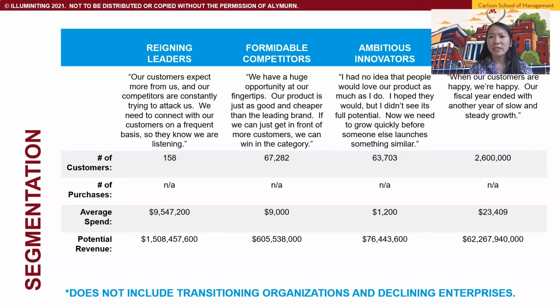So instead of going after a very small size of prize with lots of customers, they're going to focus on the reigning leaders first, and then focus on the continuous delighters because the opportunity is so big, then go after the formidable competitors, and finally, the ambitious innovators last. Now, those are all part of the target market. This does not include the transitioning organizations and declining enterprises who are also in their segmentation.